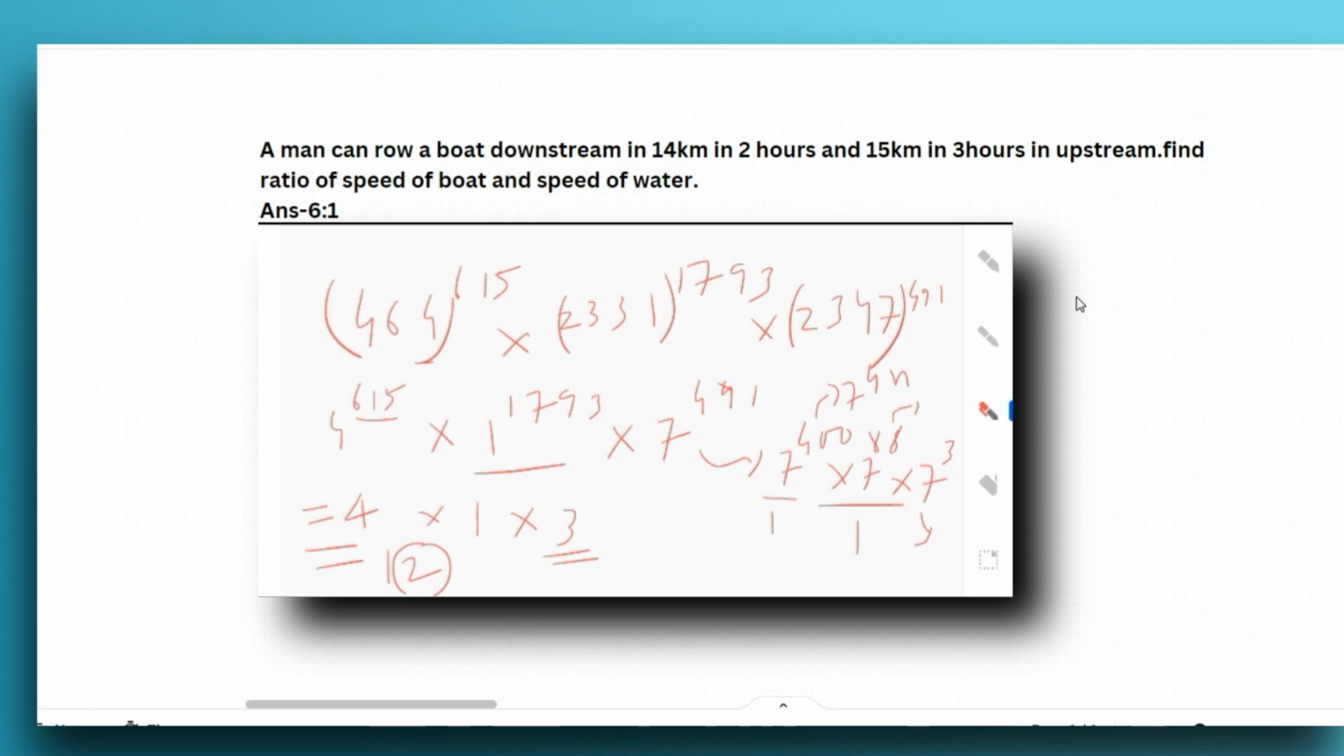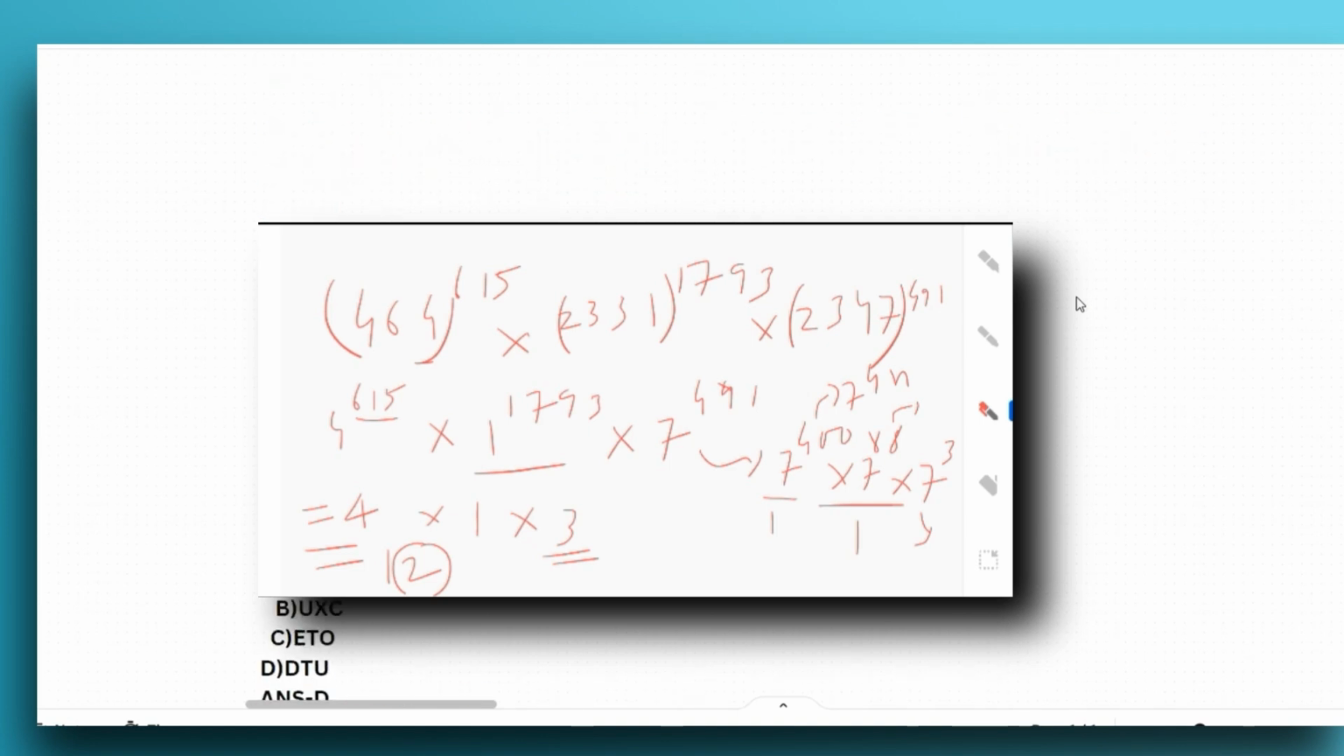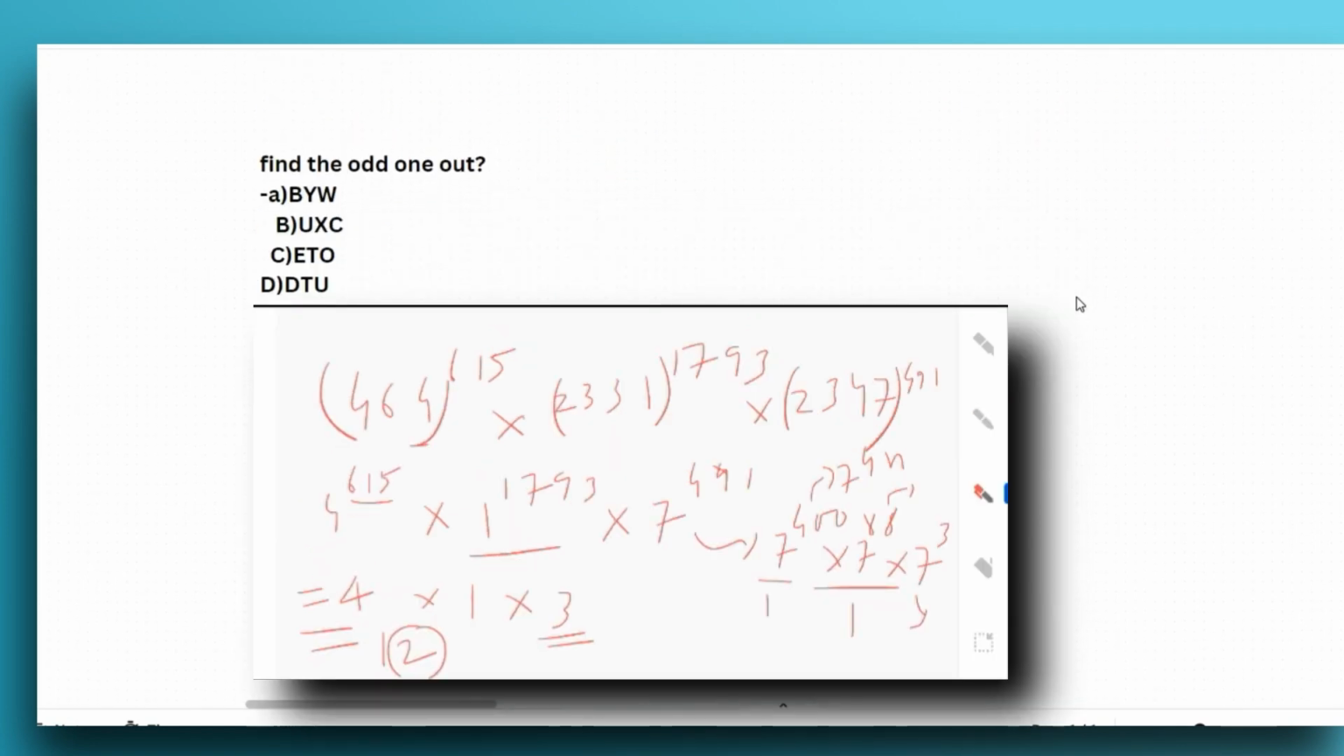A man can row a boat 14 km downstream in 2 hours and 15 km upstream in 3 hours. Find the ratio of the speed of the boat and the speed of the water. The answer is given, but please solve the question within very few seconds, so that you can manage the time in actual exams, right? Okay, let me go to the next question, that is this: find the odd one out.